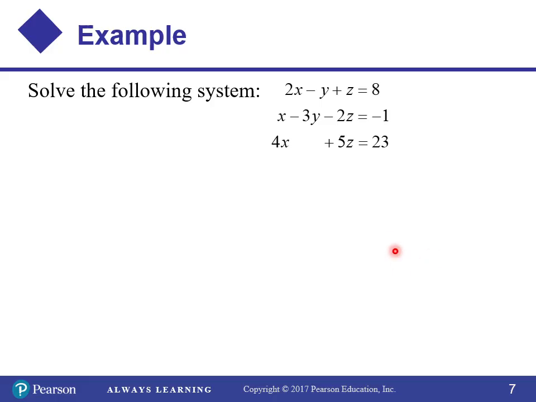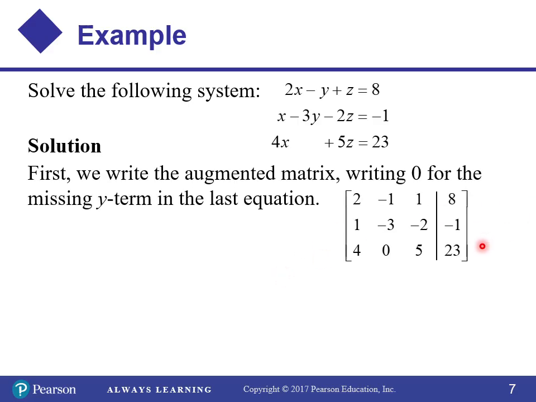So here's an example of a system that we're going to solve using matrices. First we're going to set it up as a matrix. As we reviewed before, we take each of the numbers, and if a variable doesn't have a number, you put a 1 in that spot. So here's what the augmented matrix would look like: the 2, the -1, the 1, and the 8. The 1, the -3, the -2, and the -1. Then the 4, and if there's a missing number, we need to include a 0 there. So we put a 0, a 5, and the 23.